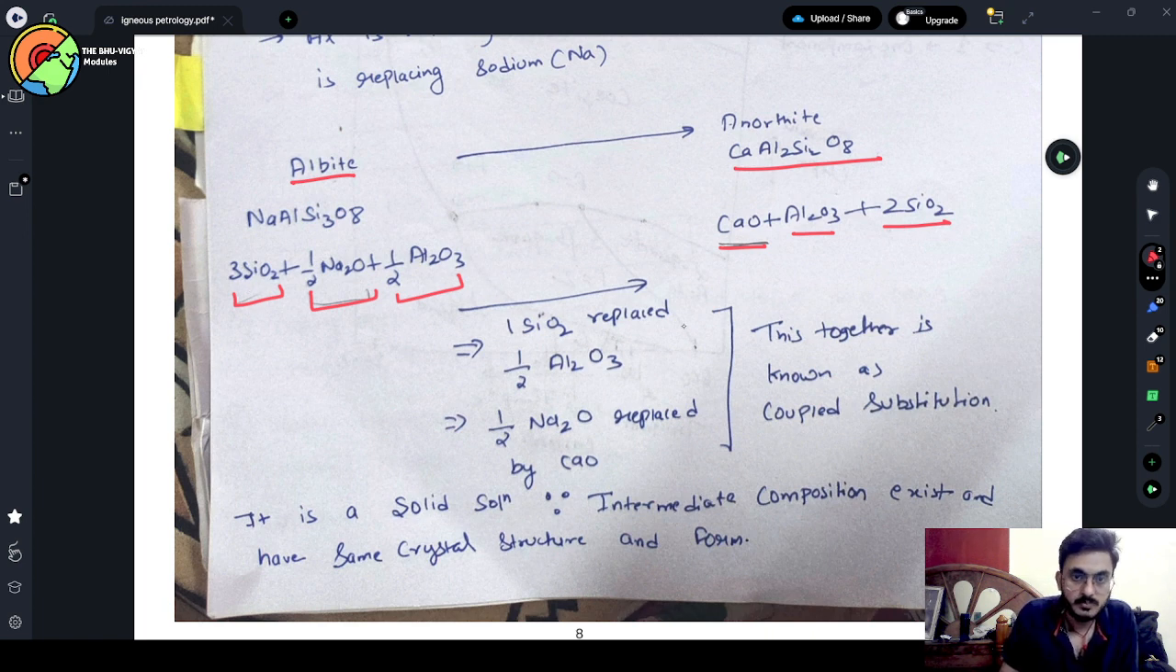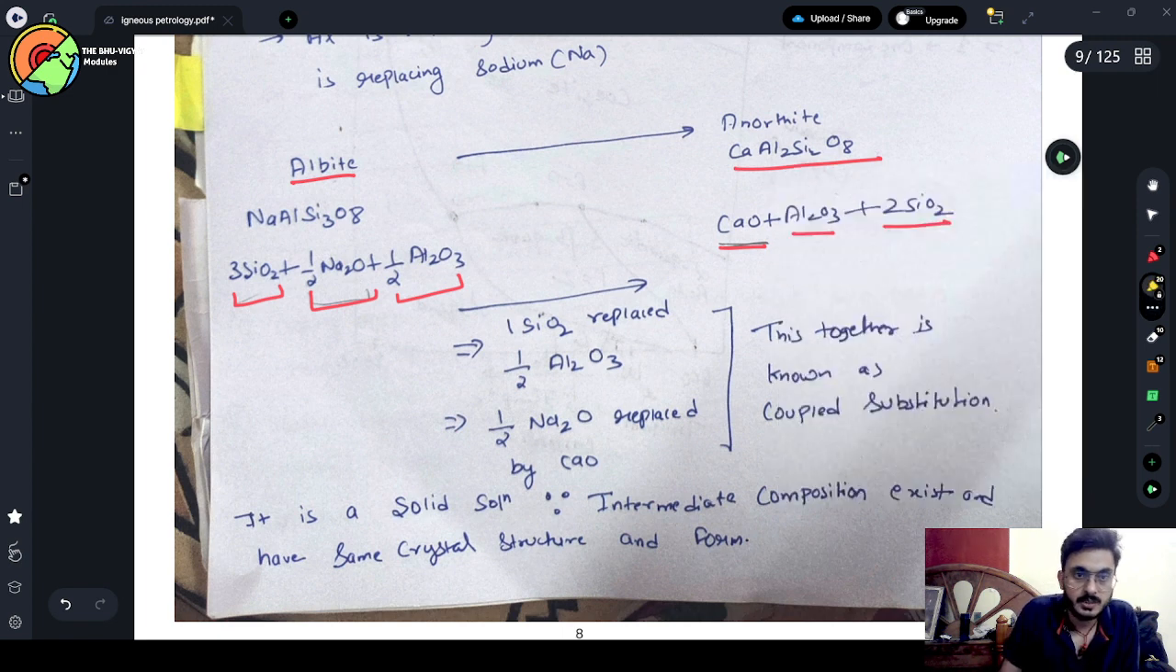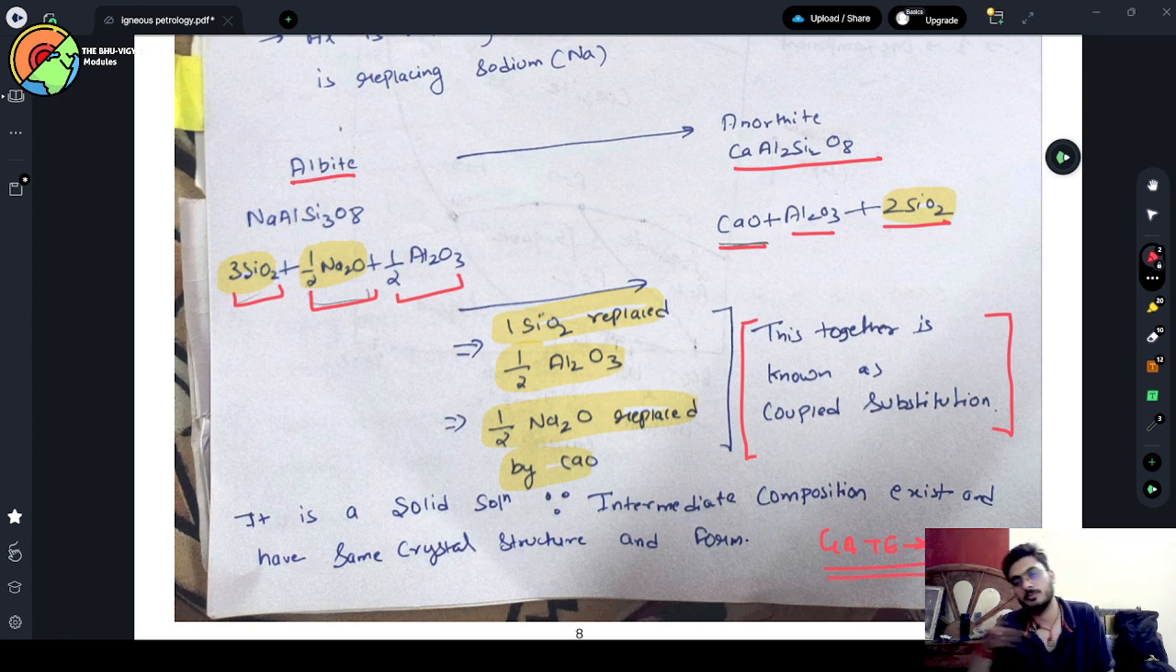So here one of the SiO2 will get replaced. Albite has 3 SiO2, so one SiO2 will get replaced. On that side, Al2O3 will also be replaced, and half of the Na2O is replaced by CaO. This entire process is known as coupled substitution. This question came in GATE 2023: which of the following groups of minerals shows coupled substitution? The answer was albite and anorthite. Albite and anorthite show coupled substitution.